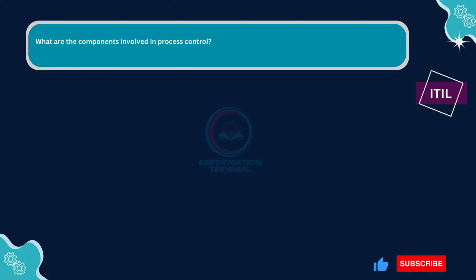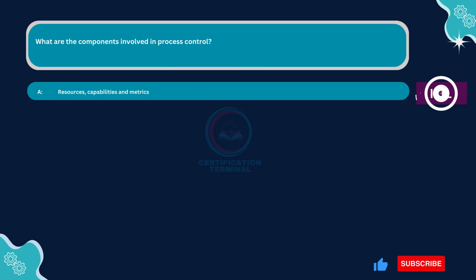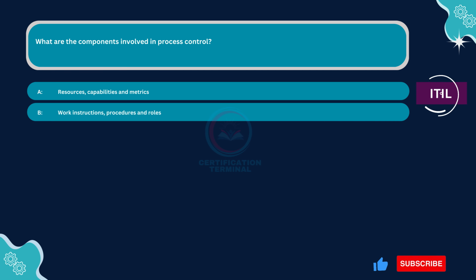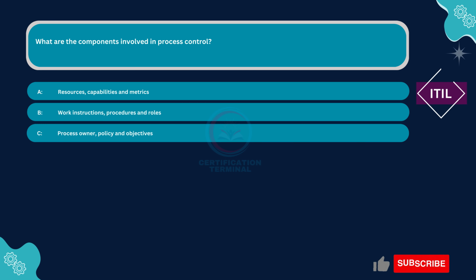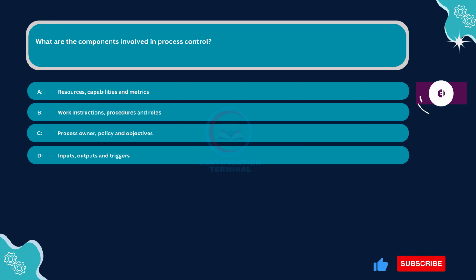Next question. What are the components involved in process control? Option A, resources, capabilities and metrics. Option B, work instructions, procedures and roles. Option C, process owner, policy and objectives. Option D, inputs, outputs and triggers.